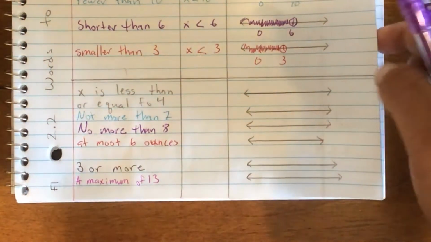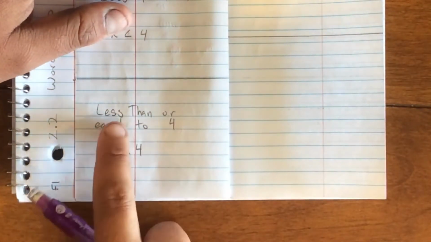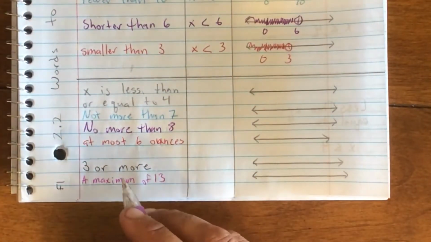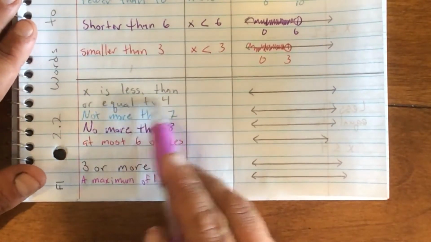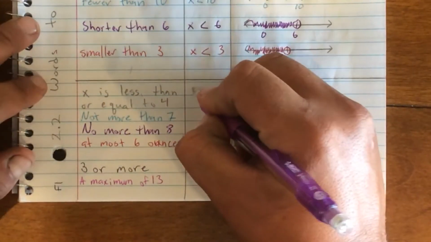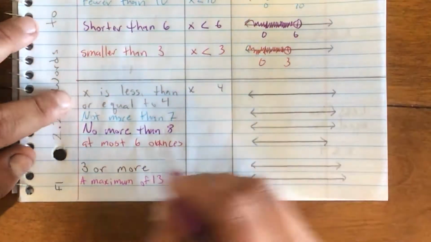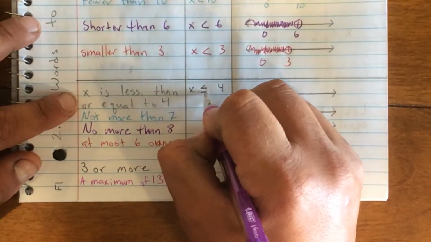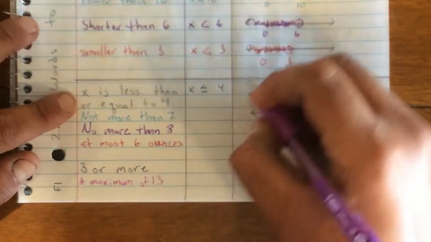So with this one, we fold it over too many pages. We have this one here, which is less than or equal to. X is less than or equal to 4. So we scoot it on over, boom. And then we have X is less than or equal to 4. So we have our X and our 4. We have less than or equal to, so it's going to be less than just like before, but then we're also going to add this little line here to show it's or equal to.